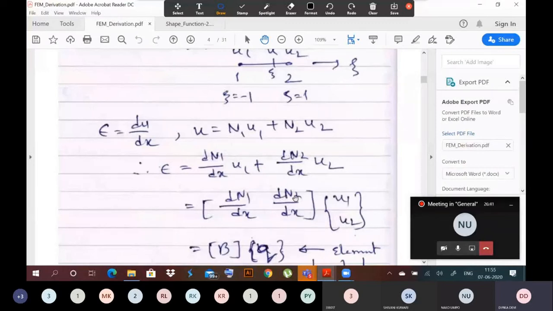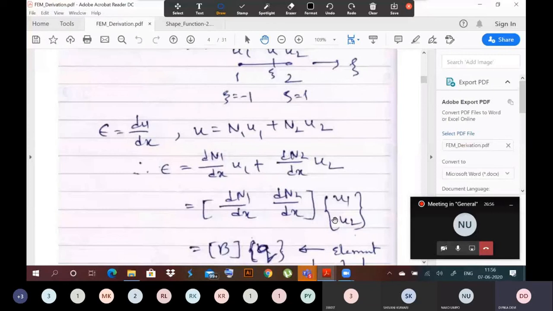So this will be my B matrix. We need to derive this B matrix. I hope you have understood, all of you. So what is my B matrix? B is equal to del n1 by del x and del n2 by del x. As it is a 1D problem, the size of the B matrix will be 1 by, what is the number of nodes? We have 2 nodes, and each node has 1 degree of freedom. So 2 into 1, it will be 2. So the size of this matrix will be 1 by 2.